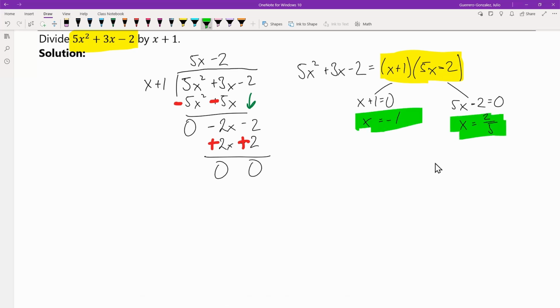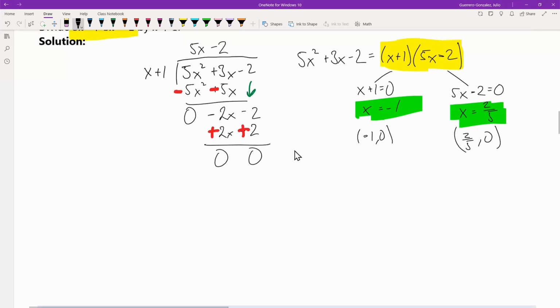Bam, bam. So automatically, looking at this now, we know that one of our x-intercepts is going to be minus 1 comma 0, and the other one's going to be 2/5 comma 0. So what we just did is we found the x-intercepts without having to graph them. It's a kind of tedious process, but it is possible. Yeah?